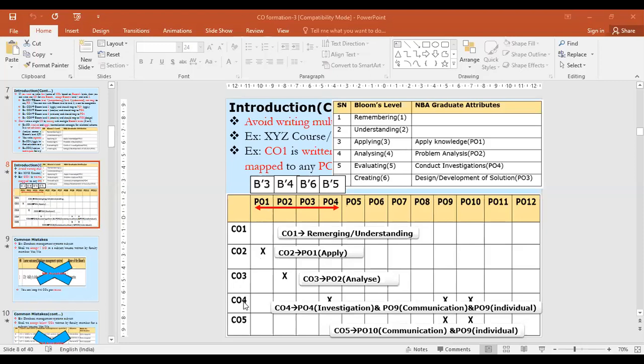For example, in CO4, I have mapped with PO4 investigation. I also mapped with PO9, PO10. Because with Bloom's, you can find only PO1 to PO4. That's all, sir. It should be one-to-one mapping only. Thank you, sir. I will explain how to do mapping later. Any other questions, sir?